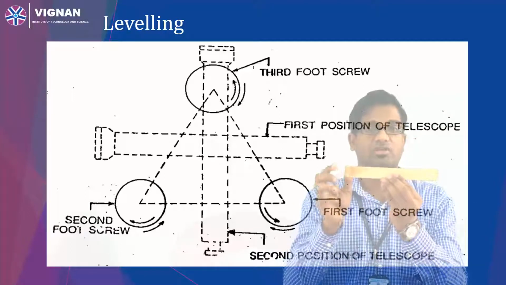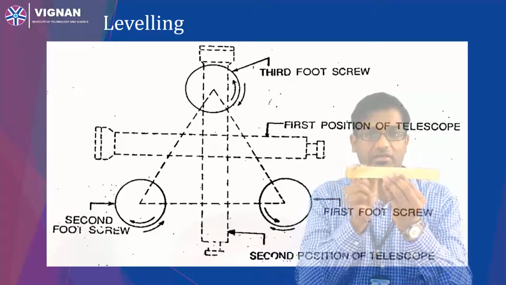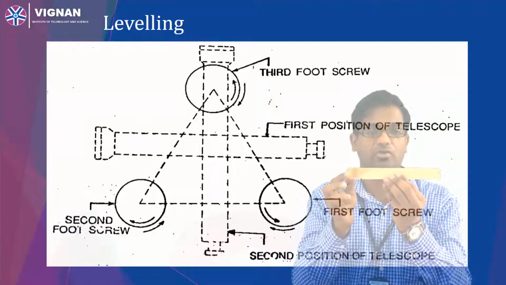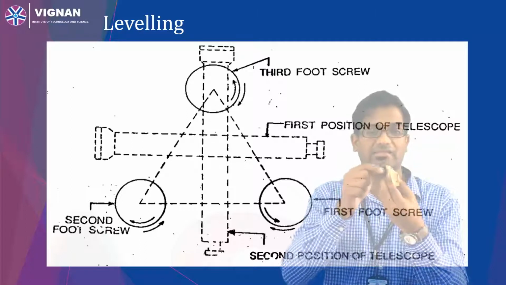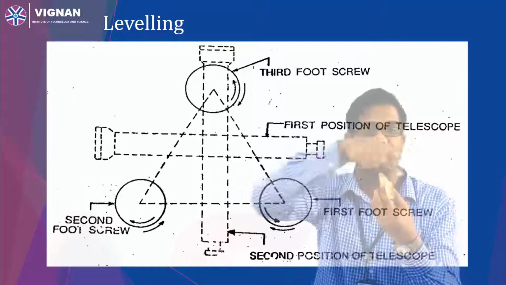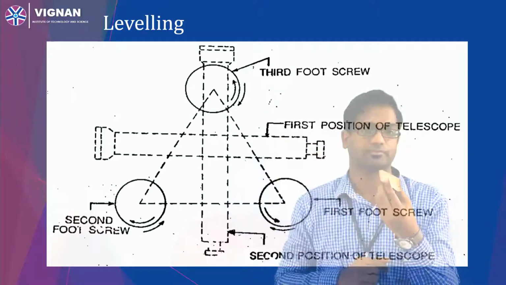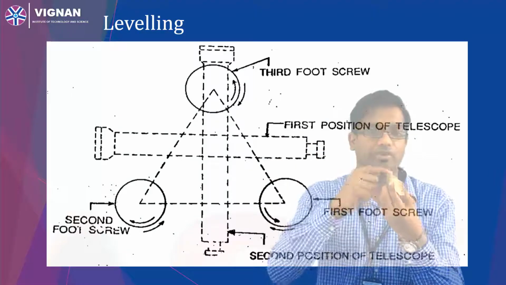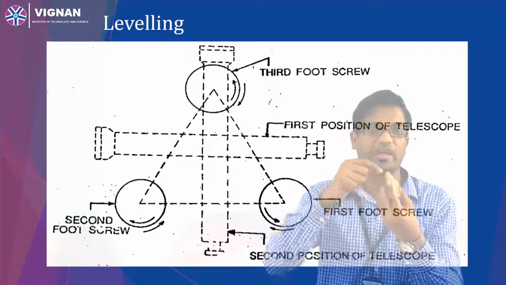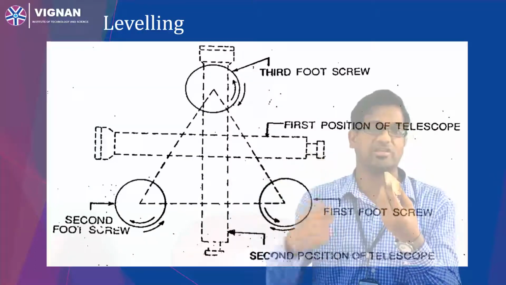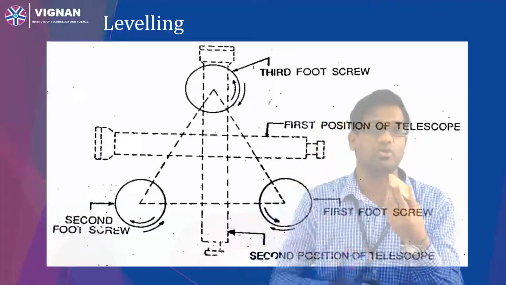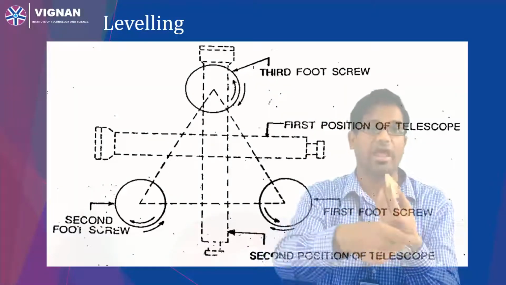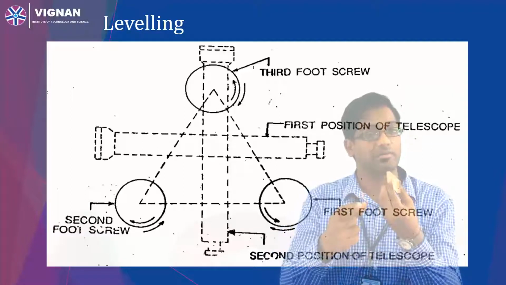After making sure that your bubble is centered, rotate your telescope such that it makes a 90 degree angle with the previous telescope location. After orienting the telescope at 90 degrees to the previous direction, operate the third foot screw either clockwise or anti-clockwise until the bubble comes to the center.